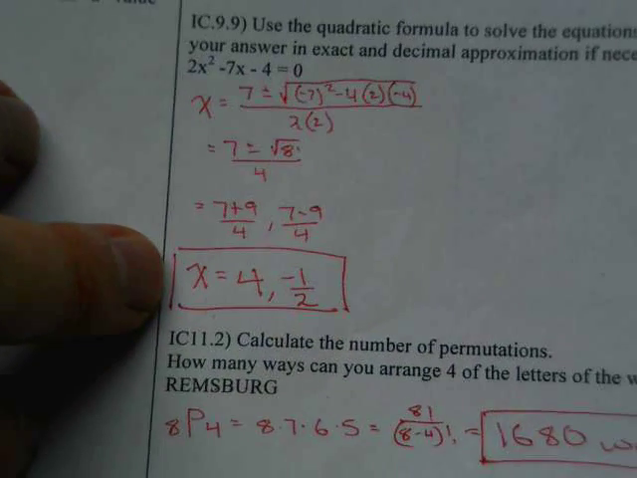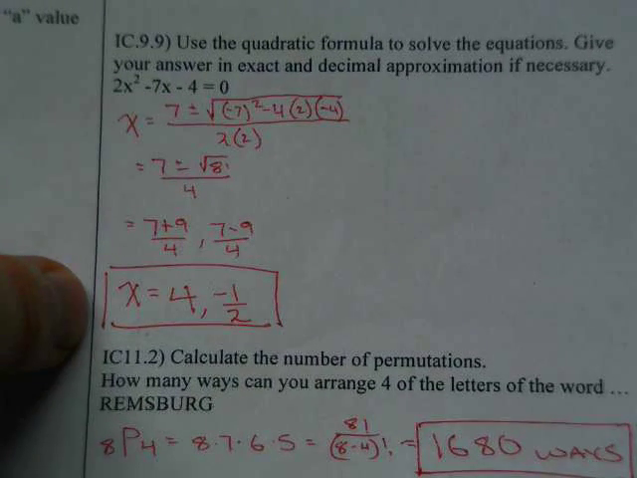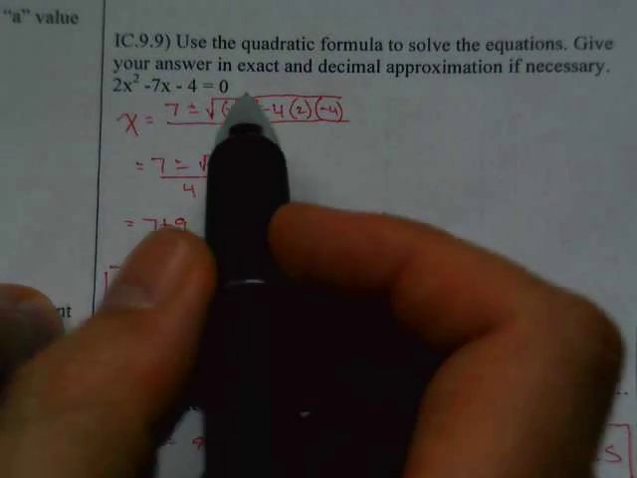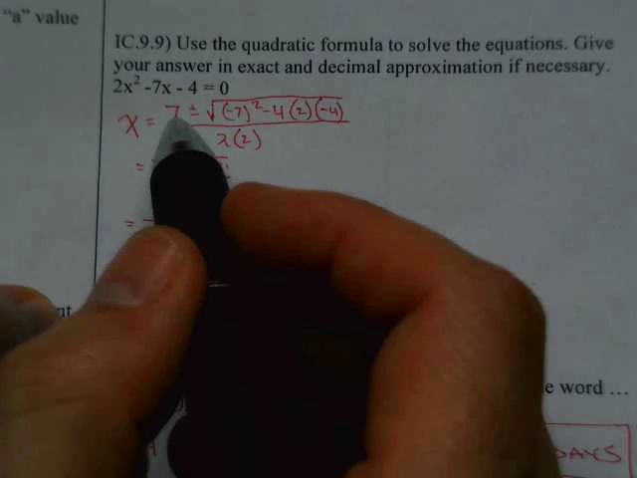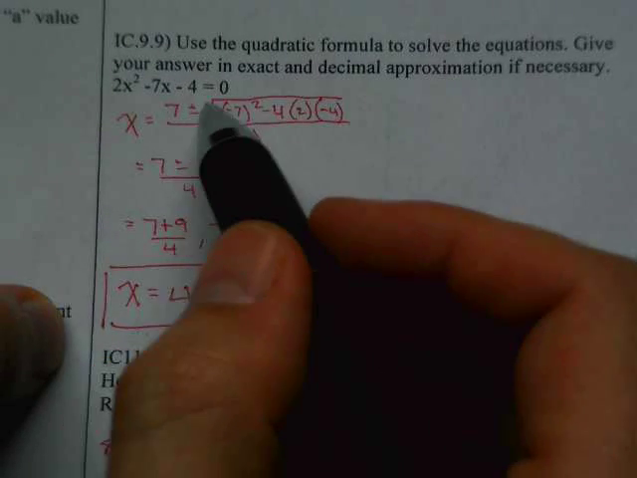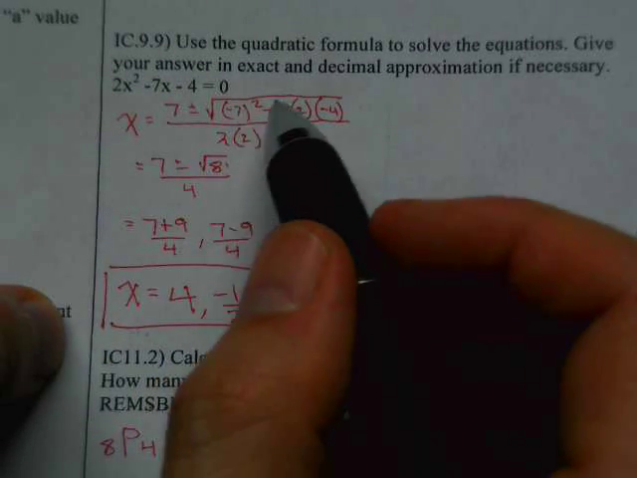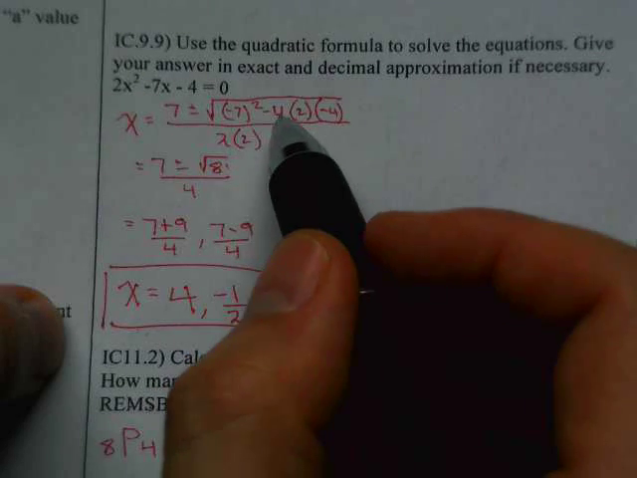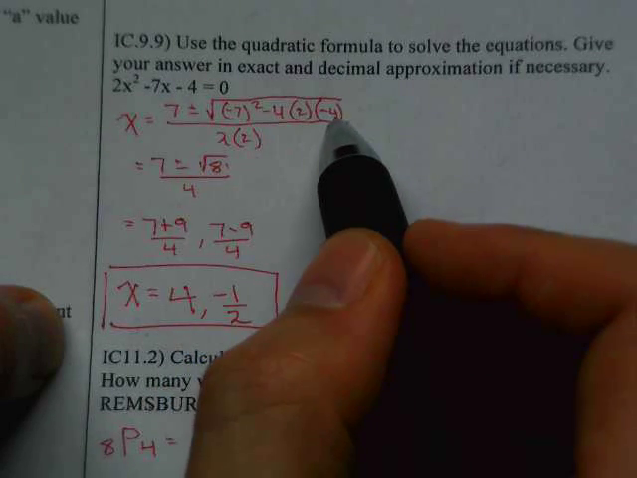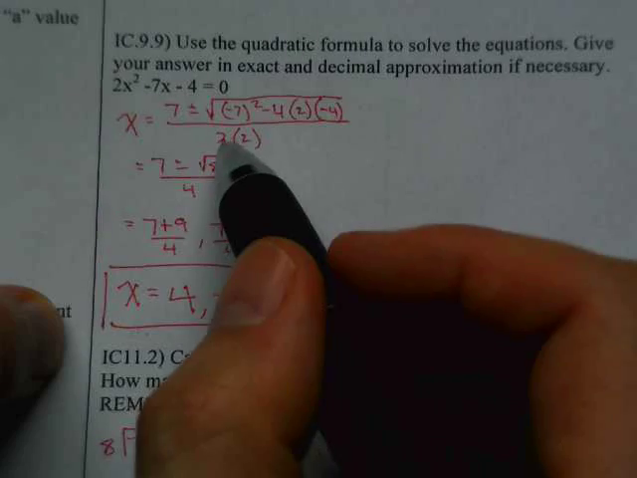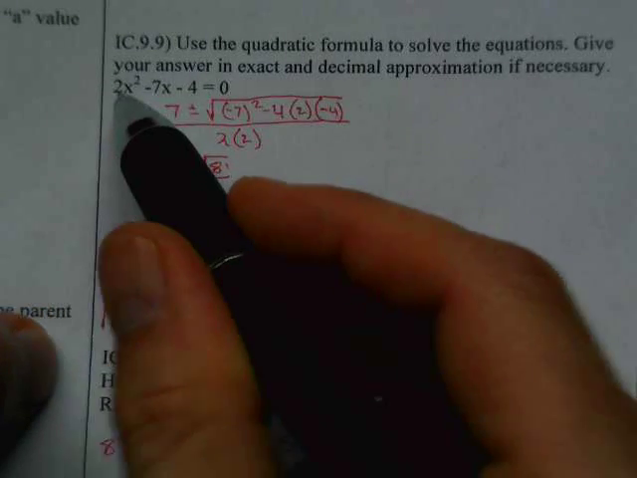No algebra final would be complete without the quadratic formula, and here it is. You've got -b, so -7 is +7, plus or minus the square root of b squared, -7 squared, minus 4 times a, which is 2, times c, which is -4, and then you take it all divided by 2 times a, which is, again, 2.